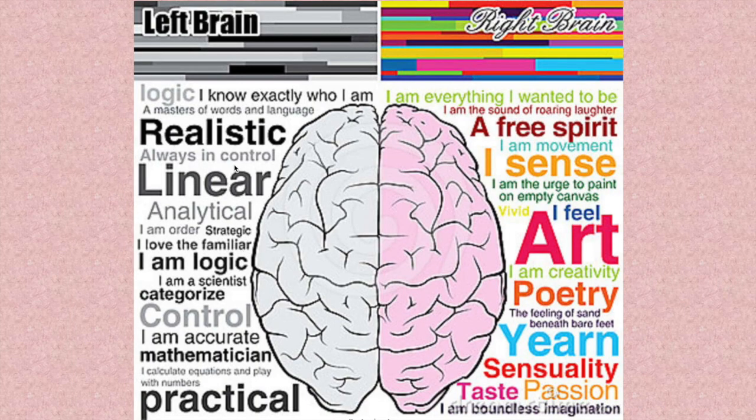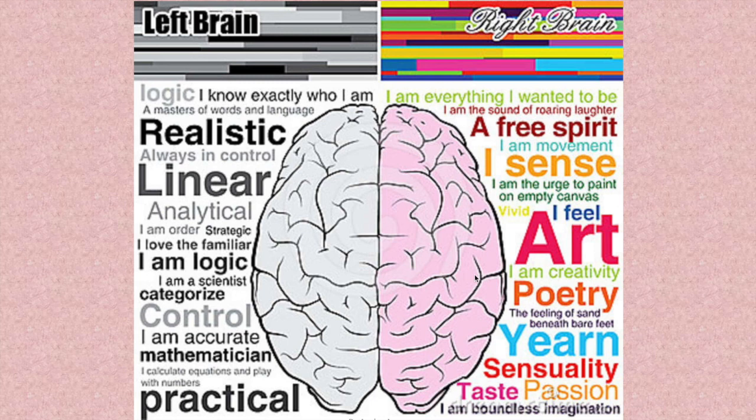So the left brain people are realistic, linear, analytical, logical. They really have a lot of things in control. They're good with math, science, and are very practical. The people with right side have a very free spirit. They are good at art, poetry, passion, taste. All these things are their qualities. You would surely have a mix of all of them.